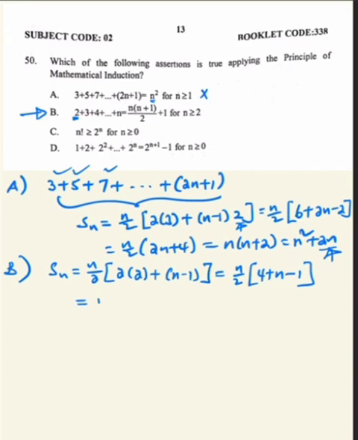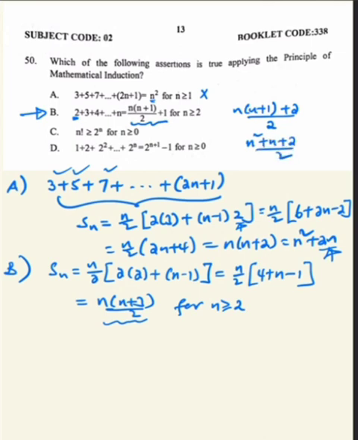Rewriting this, it becomes n into n plus 3 over 2. So this works for n greater than or equals to 2. We don't find this in our options. The result in this option and the result I got are not the same. We can check: n into n plus 1 plus 2 over 2, if you rewrite it, is n square plus n plus 2 over 2, which is different from the result that I have here.